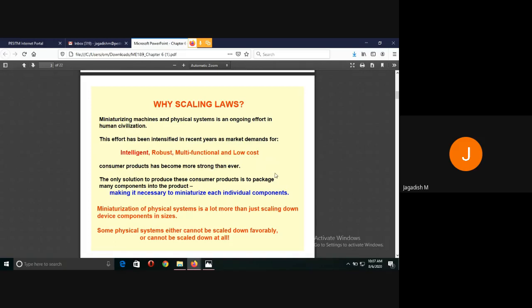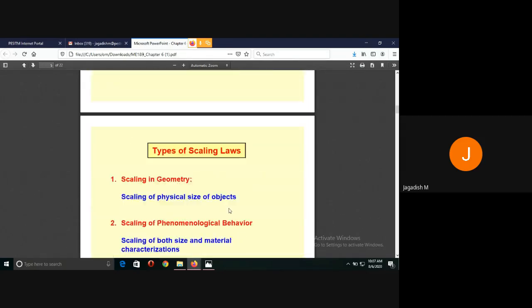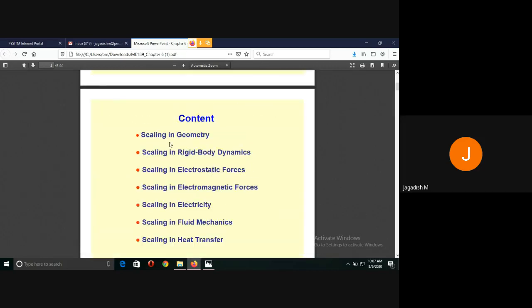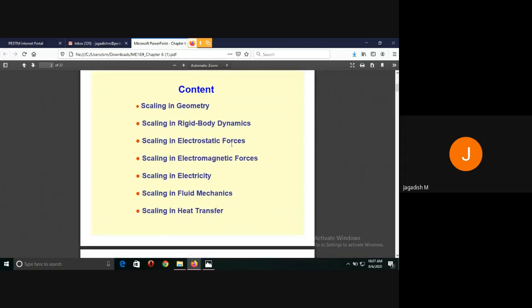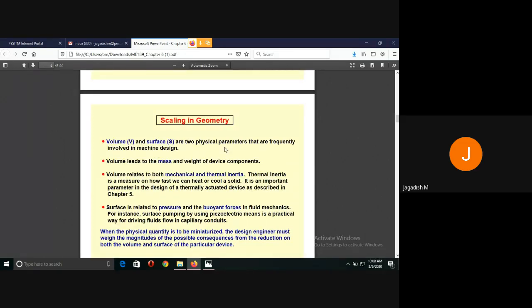And in order to make the system portable, it is necessary to miniaturize or reduce the size of the individual components. That's why scaling laws are very important in it. Okay. So these are the types of scaling laws. As I said, this can be scaling in geometry, rigid body dynamics, electrostatic forces, electromagnetic forces, electricity, fluid mechanics, and heat transfer. So we'll now concentrate on scaling in rigid body dynamics.